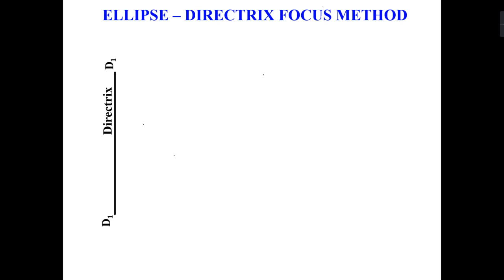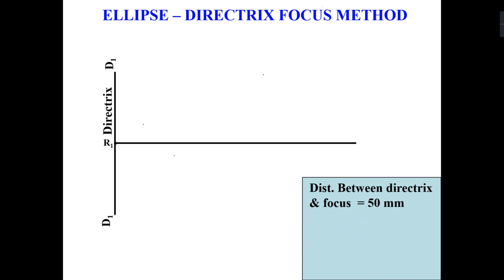See, it is your directrix, and the distance between directrix and focus is given as 50 mm. So you can easily mark the focus F1 on the axis, 50 mm away from the directrix. After marking F1, the eccentricity is given as 2 by 3, which is less than 1, so it is an ellipse.